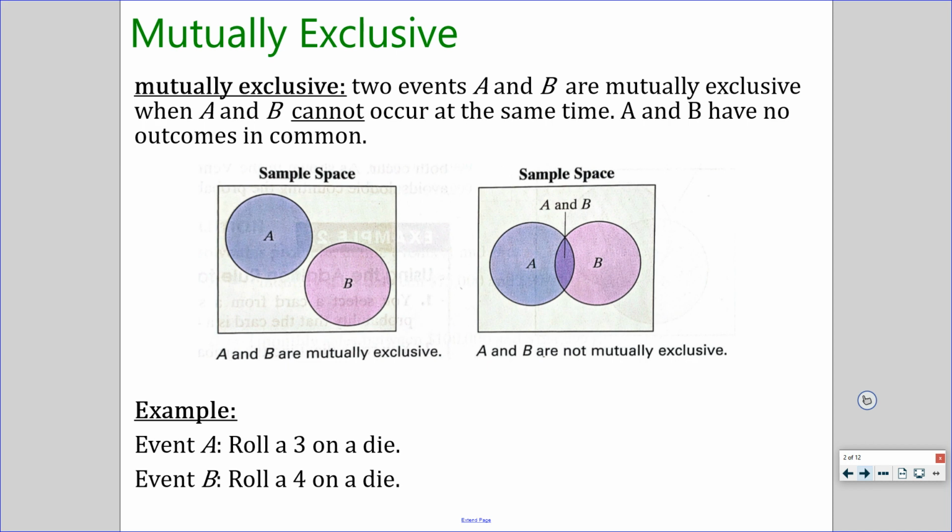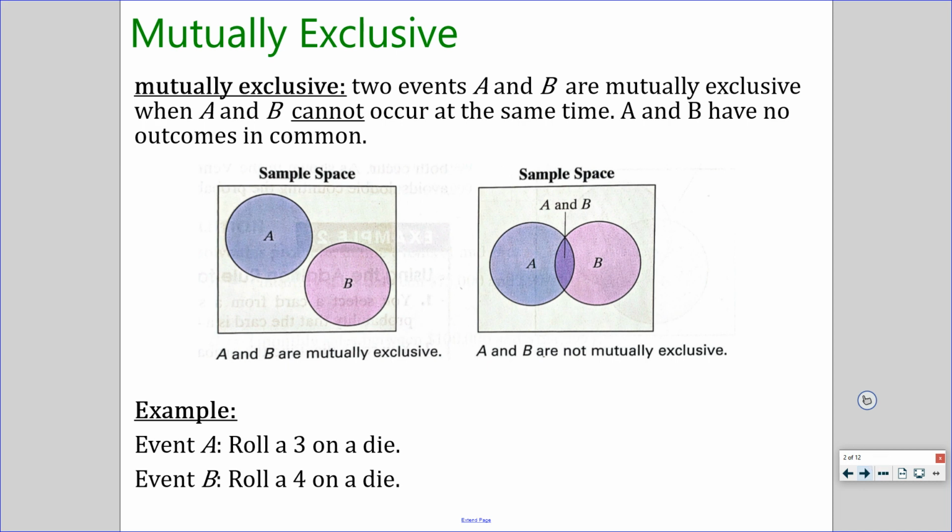Here's an example of mutually exclusive events, a pretty textbook, easy example. Event A, you roll a 3 on the dice. The only outcome for that to happen is a 3. Event B is rolling a 4. The only possible outcome is a 4. Those cannot occur at the same time. You cannot roll a 3 and a 4 at the same time, unless you're rolling more than one dice. Those would be mutually exclusive. They don't share any common outcomes, and they cannot occur at the same time.